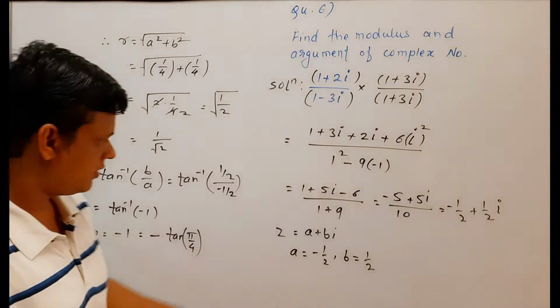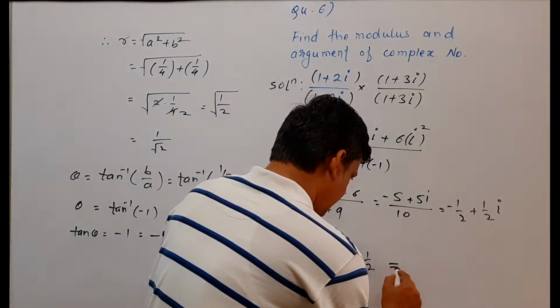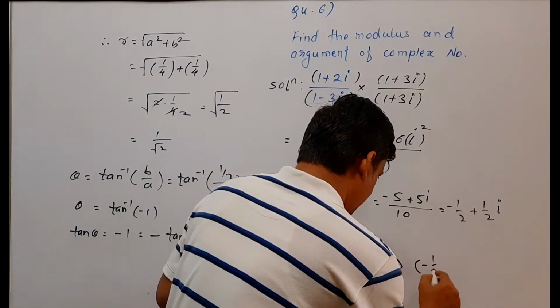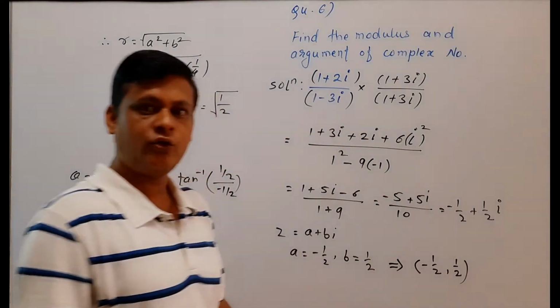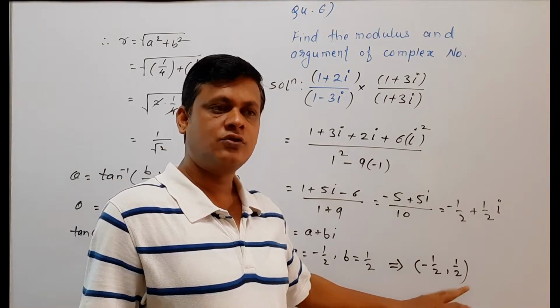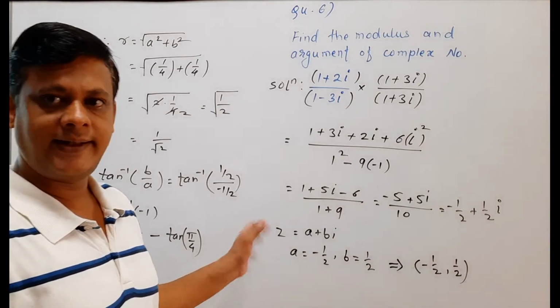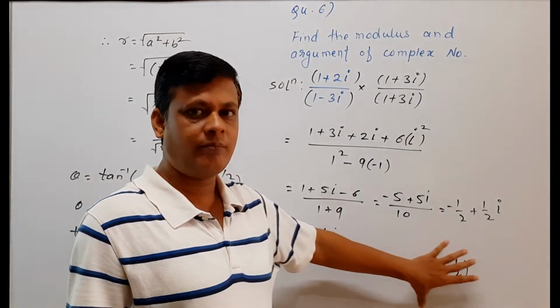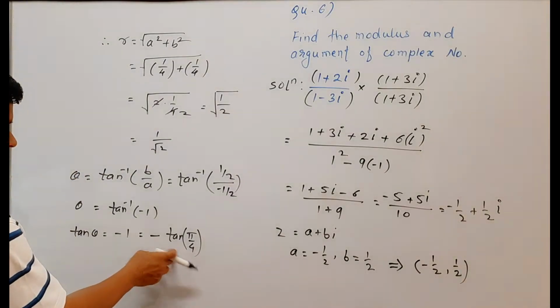Now if we write this as an ordered pair, we get the number as minus 1 by 2, plus 1 by 2. Now we know that in the second quadrant the sign is minus, plus. So we require an angle greater than 90 and less than 180 degrees. That means the angle lies in the second quadrant. So we have to reduce this.